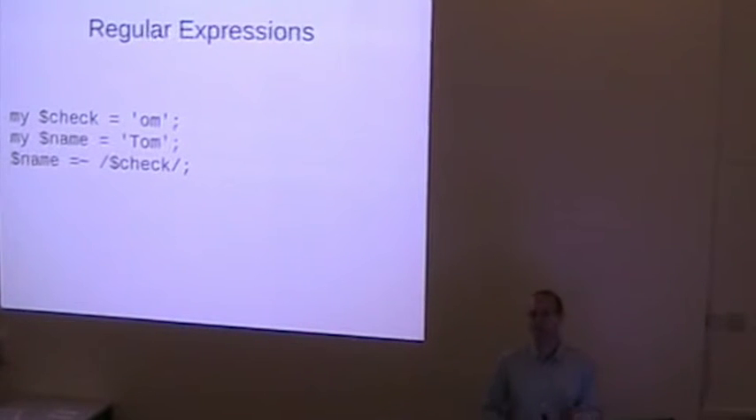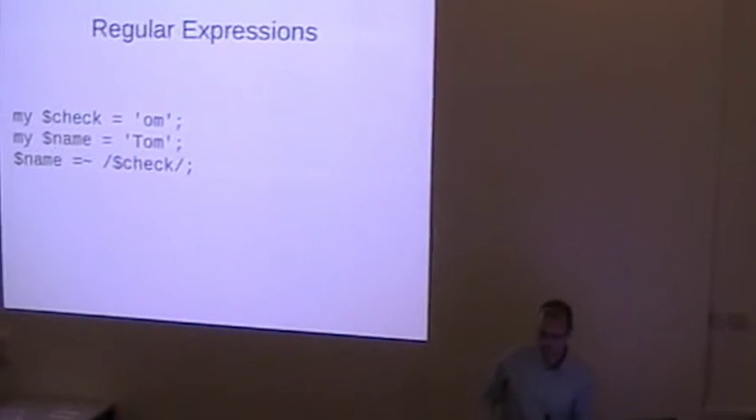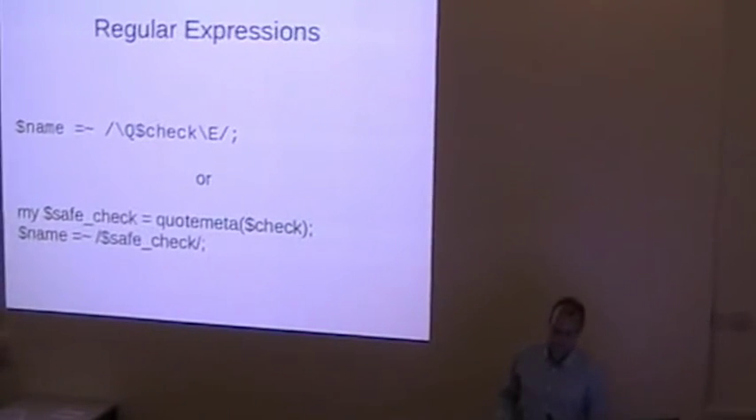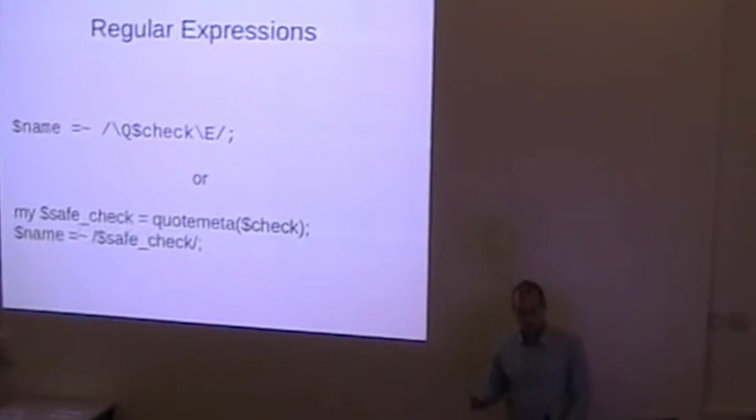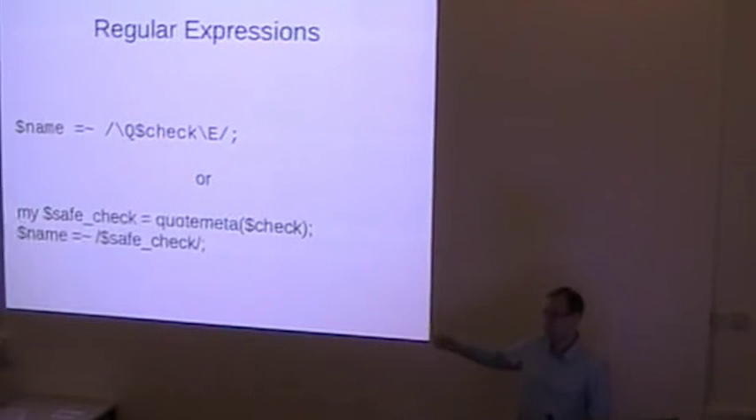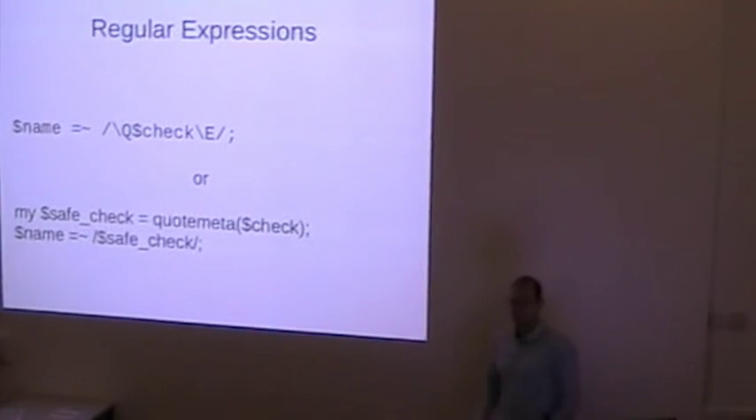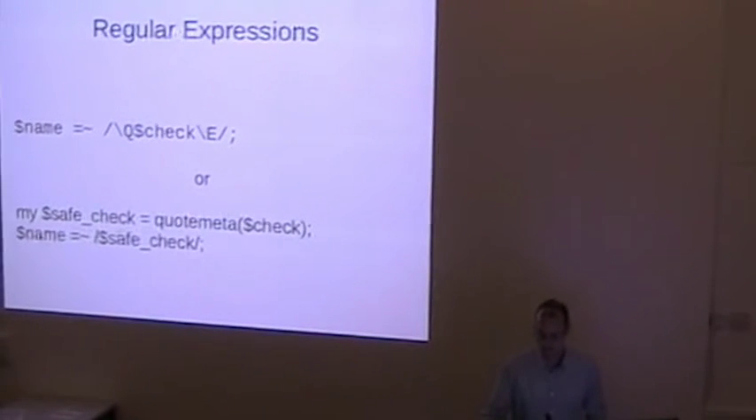So when you're running untrusted code inside a regular expression, as we're doing with $check here, you need to escape it. And there's two approaches to this. You can either escape it within the regular expression with the \Q and \E delimiters, or you can use the quotemeta command. So make sure you're very careful what you put inside your regular expressions, and if you're putting a variable inside, escape it.